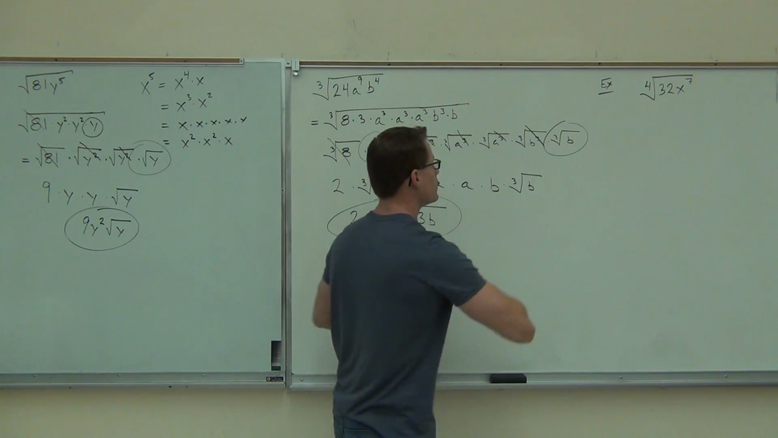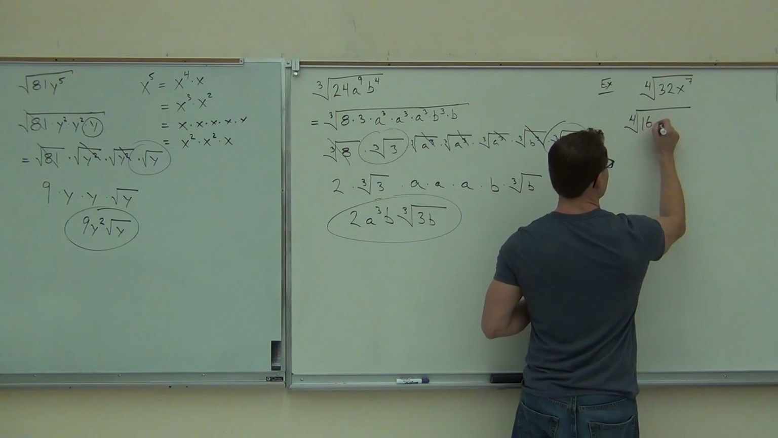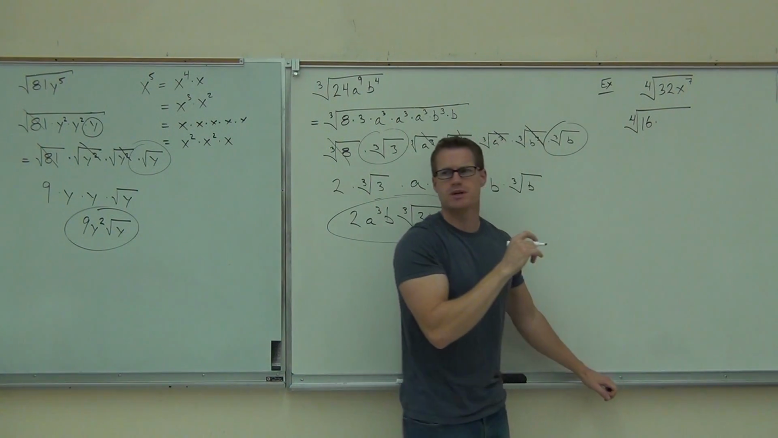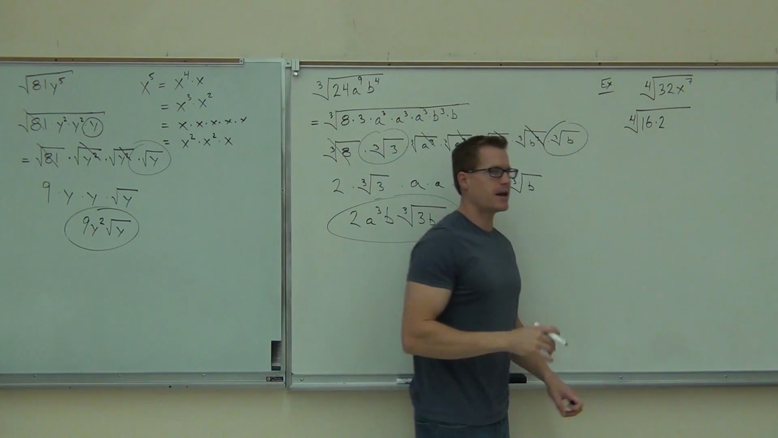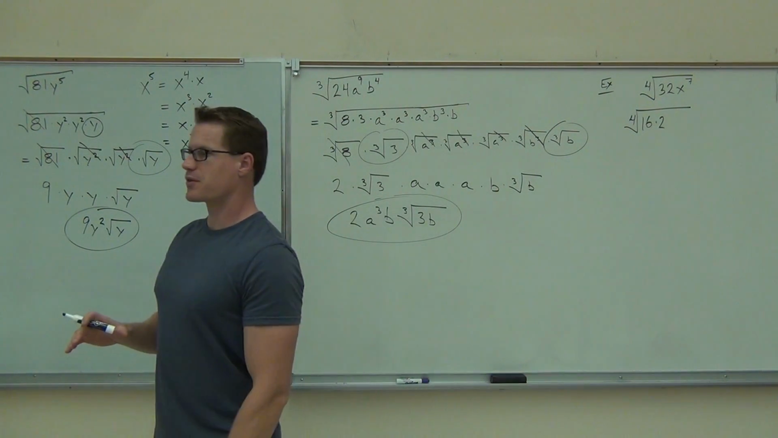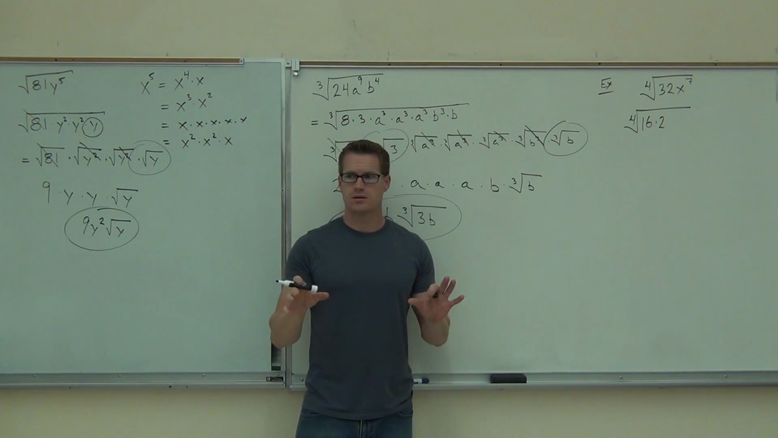16 goes into this stuff. So I'm going to write this as the fourth root of 16 times, 16 times what for 32? 2. Okay, and then x to the 7th. I need to be really good at breaking up x to the 7th. X to the 7th, I should write this as what times what? You said 4 times x.